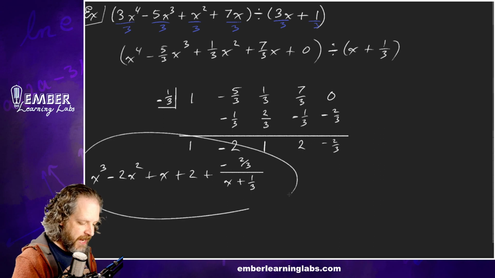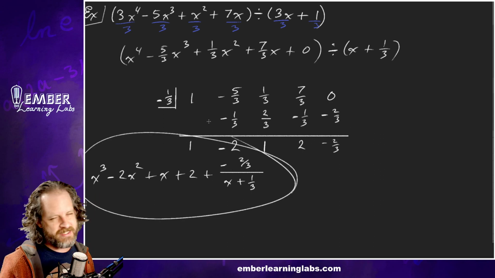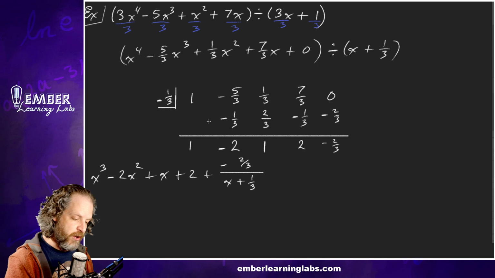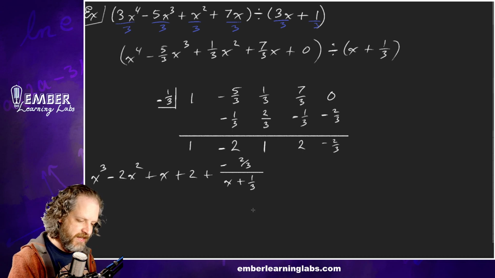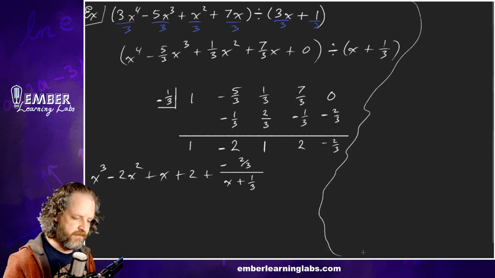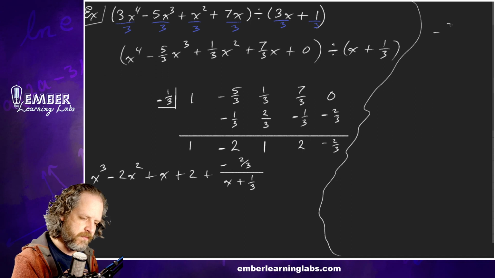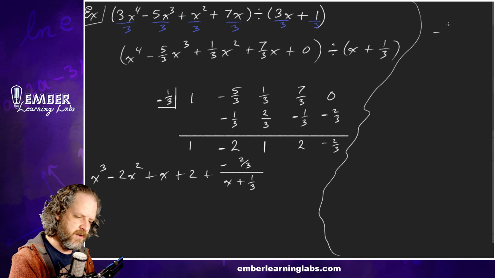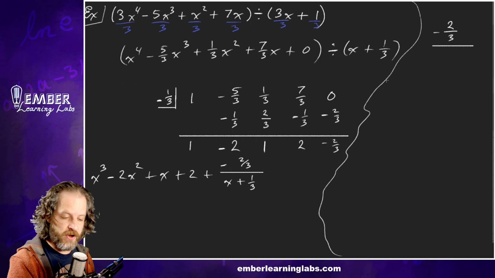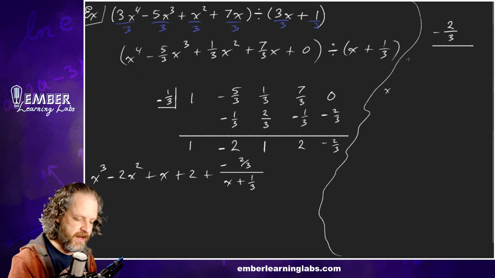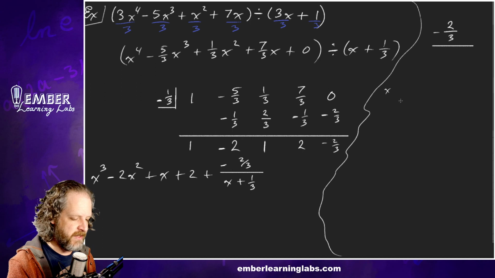This is technically the answer, right? But it's not simplified. So let's take this and deal with it. Let me make a little pocket of fraction dealing. All right, so we've got negative 2/3 over x plus a third. Let's take x plus a third and get a common denominator here. Let's make this all one fraction.